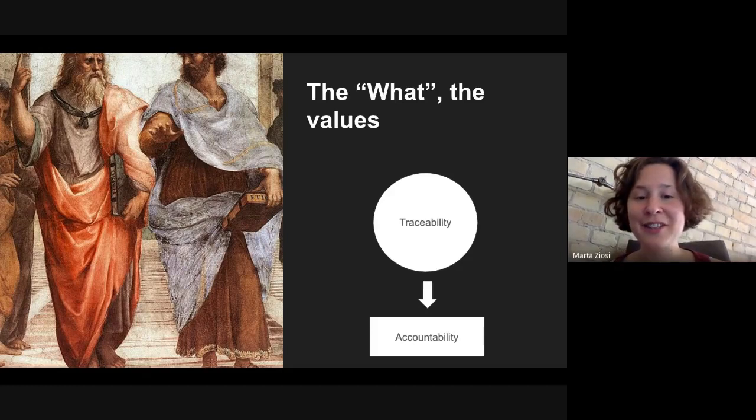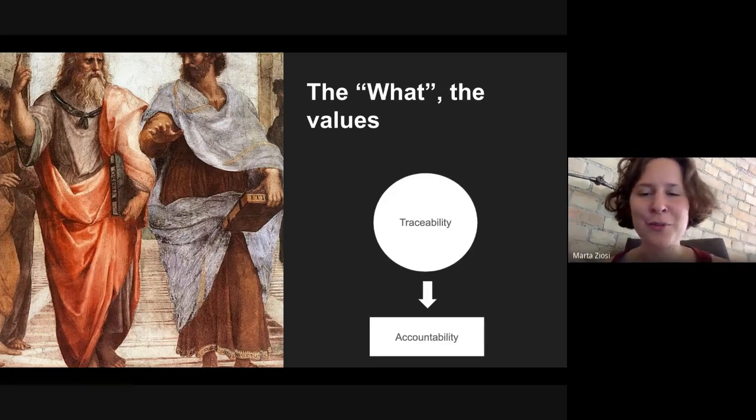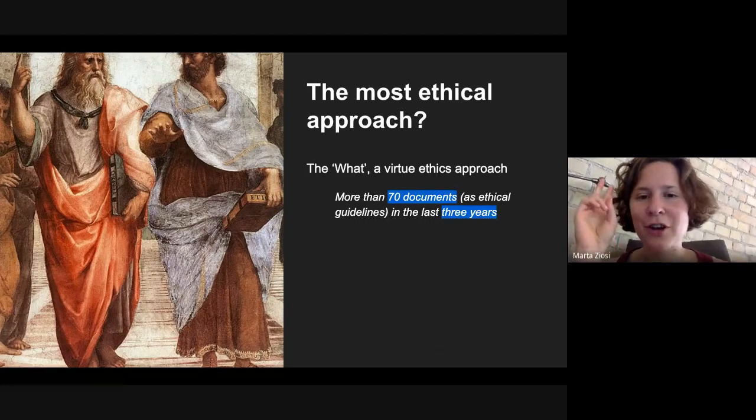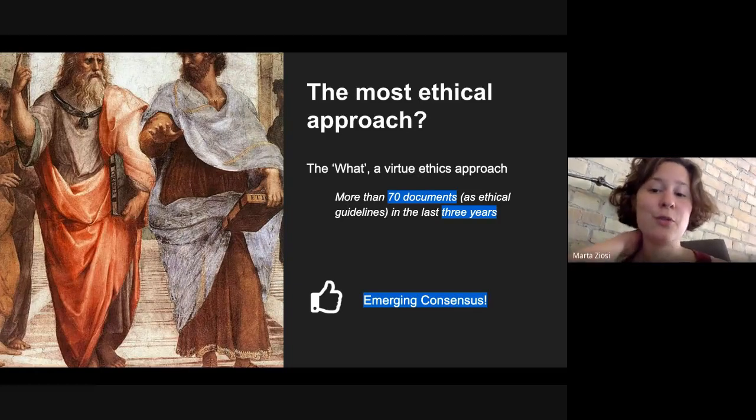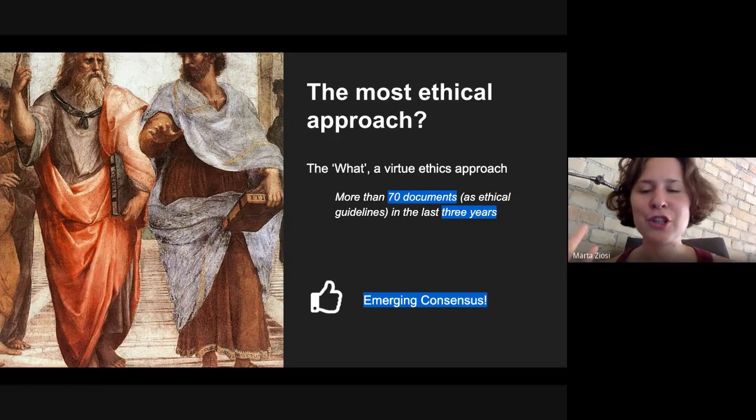Okay, so we have this host of values. If we were to be the Aristotle of modernity, we would say a virtuous algorithm would have all these values put together. Similarly, some little Aristotles of modernity have put together 70 documents which actually deal with these values, called ethical guidelines, as we said, in the last 3 years. These are many, and that's good, because this shows that there is an emerging consensus slowly within what we think counts as good in terms of how an AI should be.